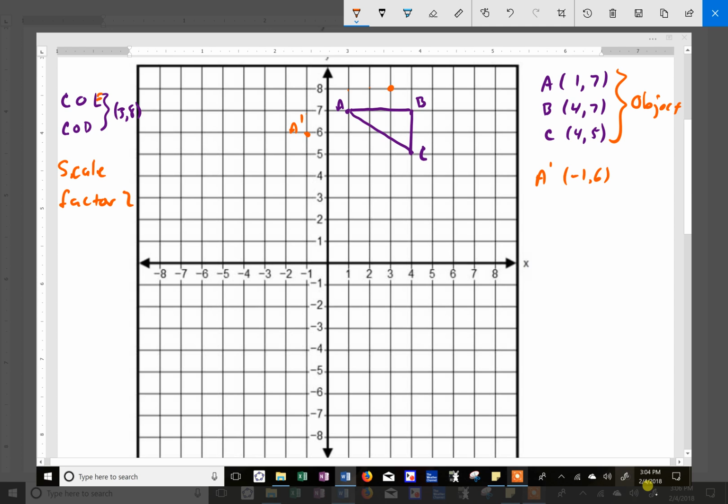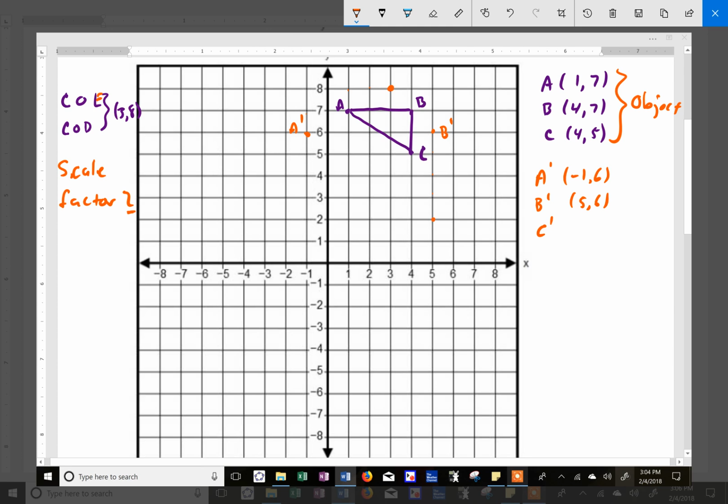To get to B, I'm going to go right 1 and down 1. So multiply that by 2, my scale factor, and that's the same as going over 2 and down 2, and that's my new B. Call that B prime. And that's going to be, let's see, 5, 6. And then if I do C prime, I'm going to go over 1 and down 3. That's the same as going over 2 and down 6. 1, 2, 3, 4, 5, 6.